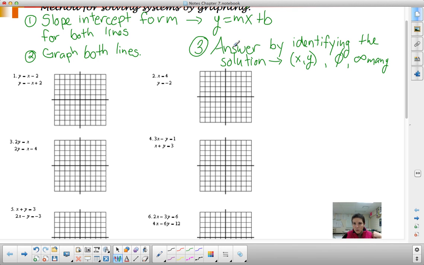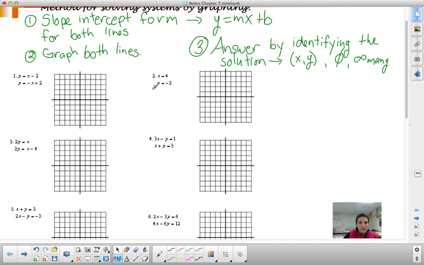You're going to answer the question by identifying the solution. And when you identify the solution, there are only three possibilities. You're either going to give me an ordered pair, an empty set, or infinitely many. If there's one solution, a point where they meet, you give me that ordered pair, x comma y. Or if they are parallel lines and never meet, you give me an empty set. Or if they are the exact same line twice, you give me an answer of infinitely many.